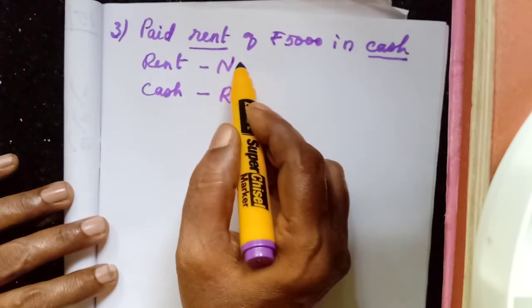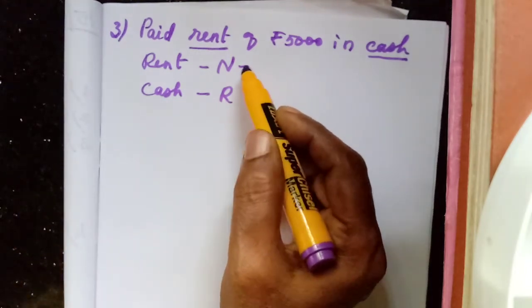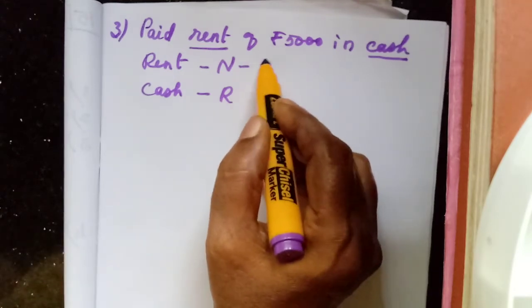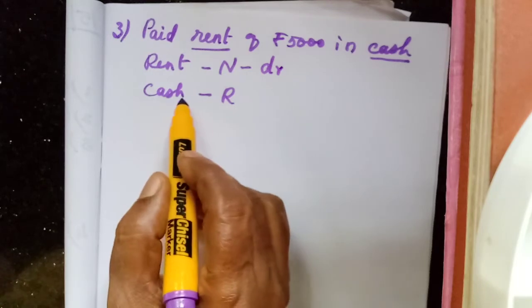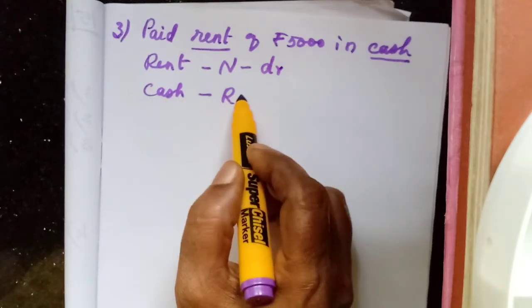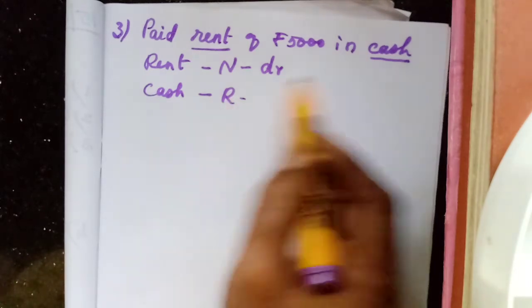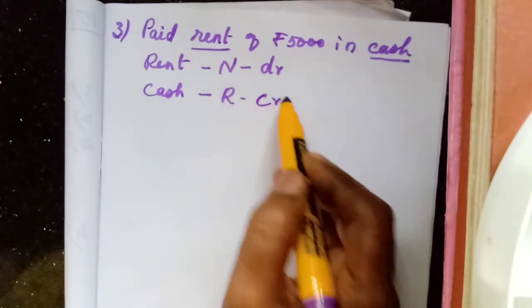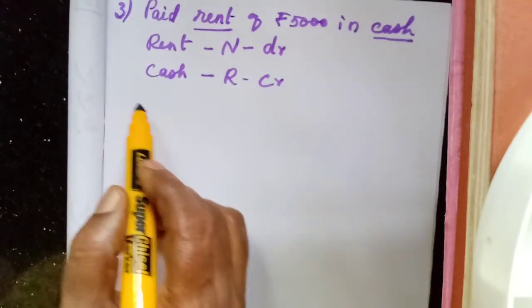For nominal, what is the debit? Debit all expenses and losses. So this is an expense, so we should debit. Here cash, what is the rule? Debit what comes in, credit what goes out. Here the cash is going out, so we should credit. Okay, now we will write the entry.